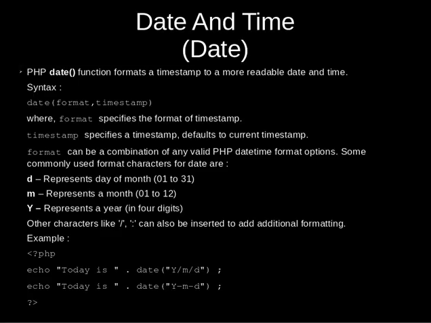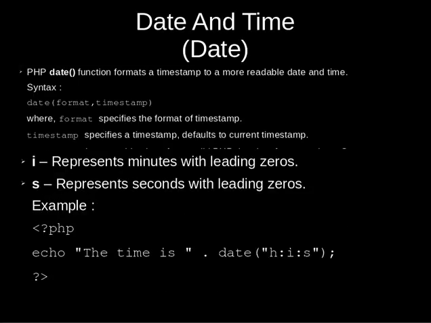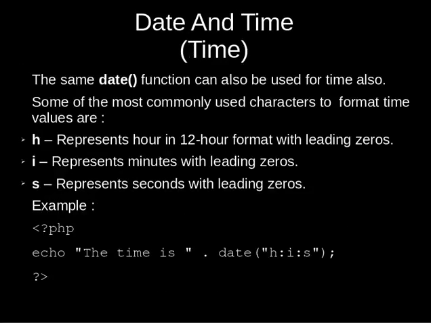The same date function can also be used for time. Some of the most commonly used characters to format time values are H, which represents hour in 12-hour format with leading zeros, i represents minutes with leading zeros, and s represents seconds with leading zeros. Example: the time is date("H:i:s").